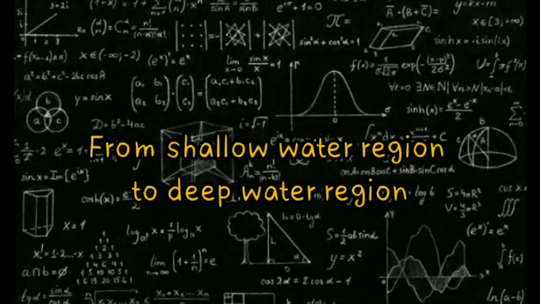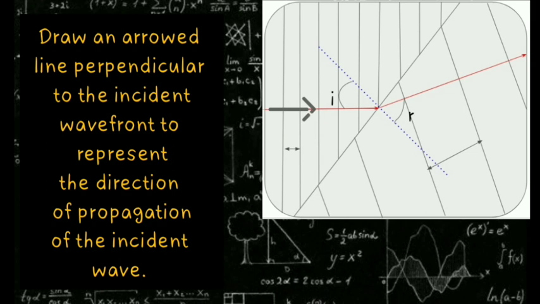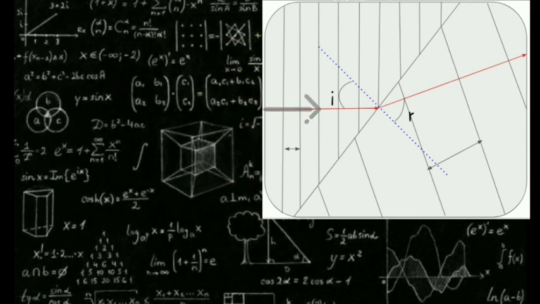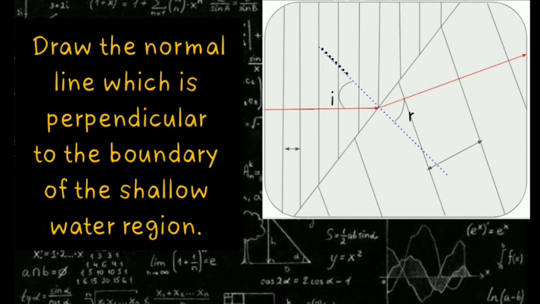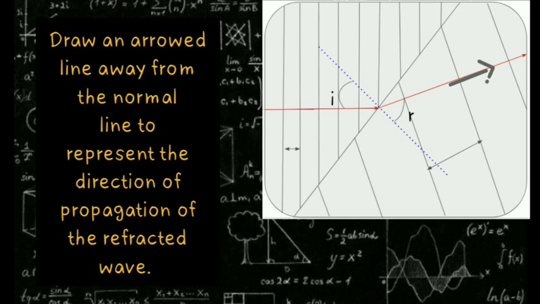From shallow water region to deep water region. First, draw an arrowed line perpendicular to the incident wave front to represent the direction of propagation of the incident wave. Next, draw the normal line which is perpendicular to the boundary of the shallow water region. After that, draw an arrowed line away from the normal line to represent the direction of propagation of the refracted wave.